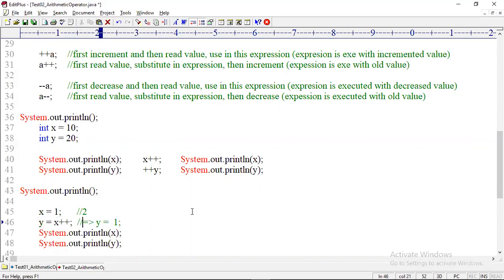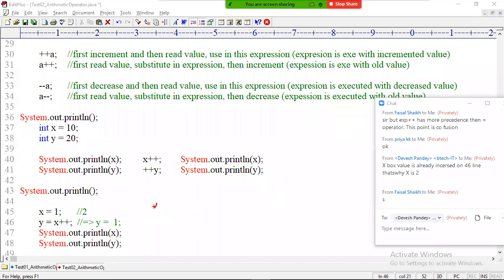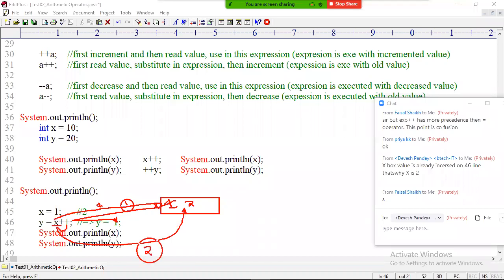What is the first step? X memory is created with what value? 1. First step, X is there, so read the value. Reading value 1, substituted. Assignment is not executed. First step is just reading and substituting. What value is coming? 1. Then plus plus. Go to the X value, existing value 1, increased by 2. This is the second step.